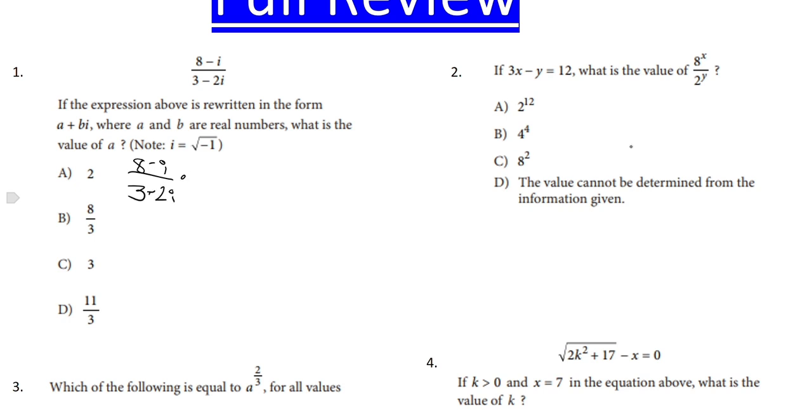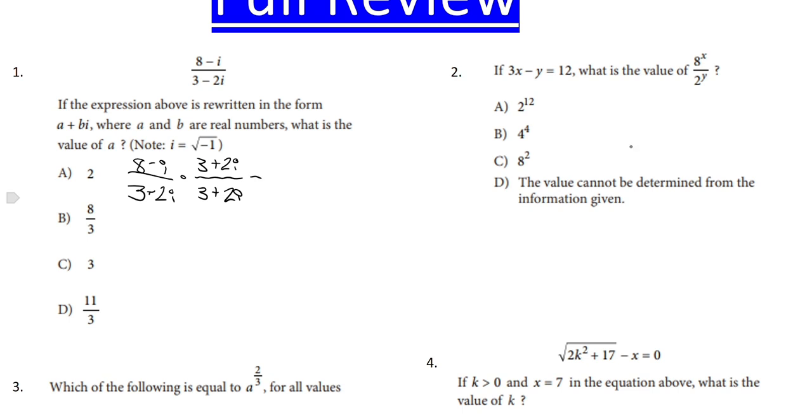So the conjugate is the same exact terms that we have in the bottom. The only difference is the sign in the middle is going to change. So we're going to multiply the top and bottom by 3 plus 2i. On the denominator, we have 3 minus 2i. So we need to multiply top and bottom by 3 plus 2i.